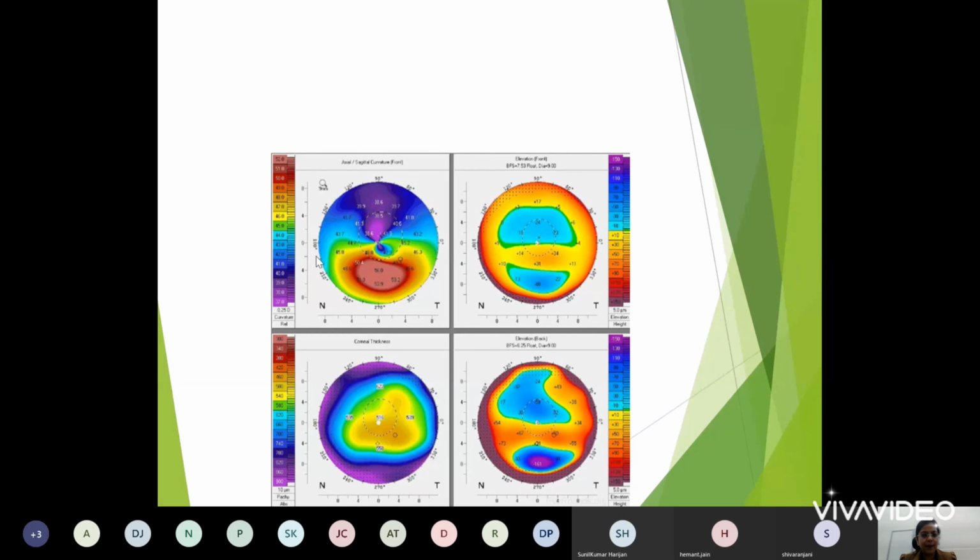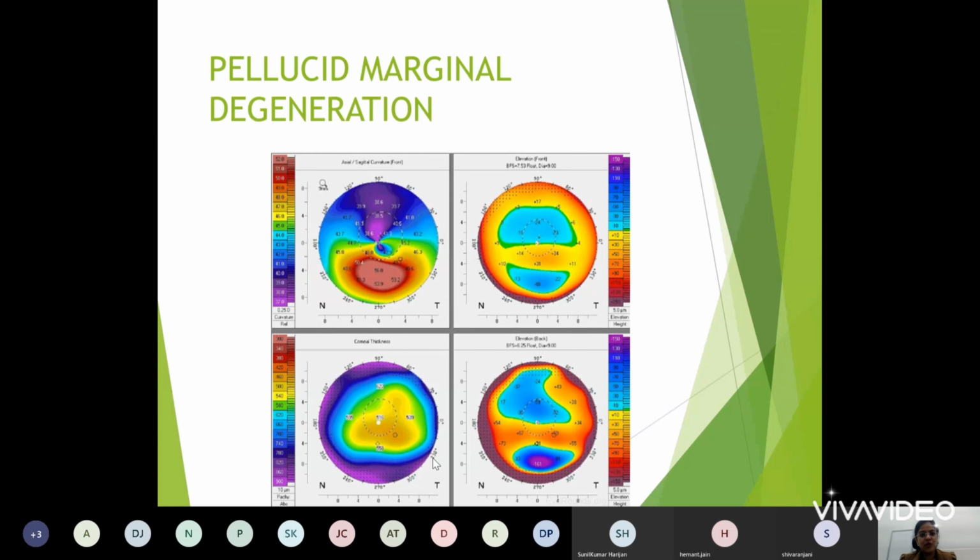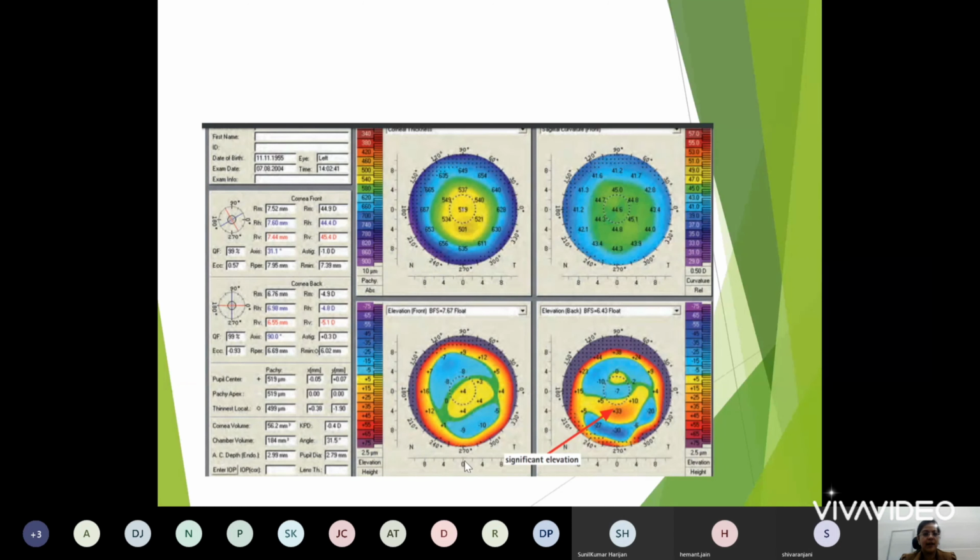So this is a typical pattern of pellucid marginal degeneration. The anterior axial map shows significant inferior paracentral steepening, while the pachymetry map shows thinning. Again, this is a 4-chord map. The pachymetry is 500, keratometry is 44, and elevation is plus 33. It means it is a keratoconus.